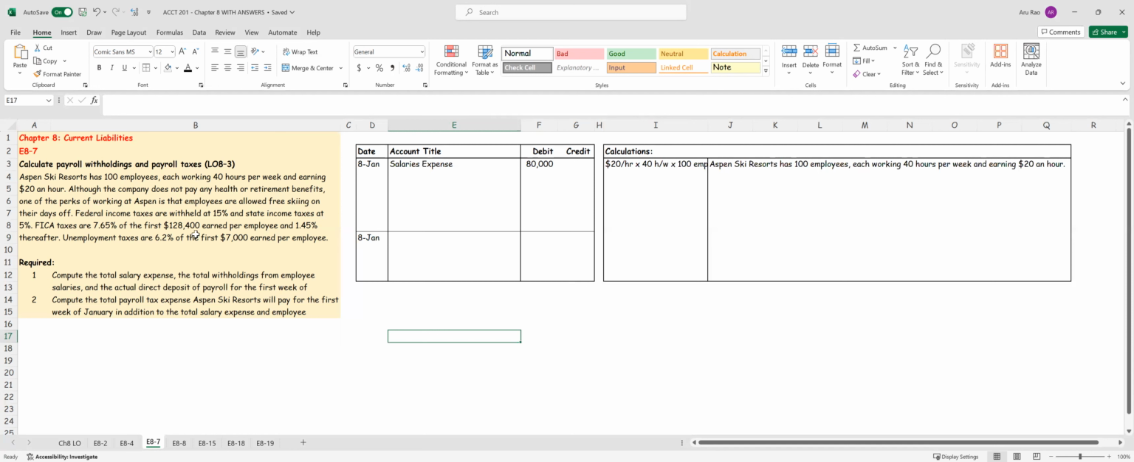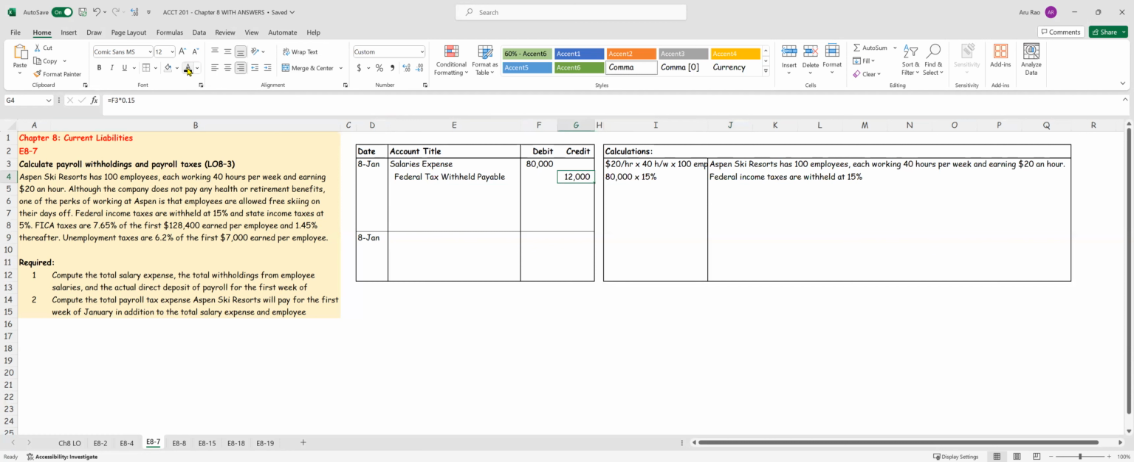They asked me to withhold 15% of this amount and send it to the federal government, that's to the IRS, towards their federal taxes. So I'm the employer. In my books, I'm creating a liability, federal tax withheld. I'm withholding the tax, but I just don't hang on to it. I have to give it to the government, so it's a payable. So it's the $80,000 times 15%. That's a federal income tax that I'm withholding for my employees. That's $12,000.